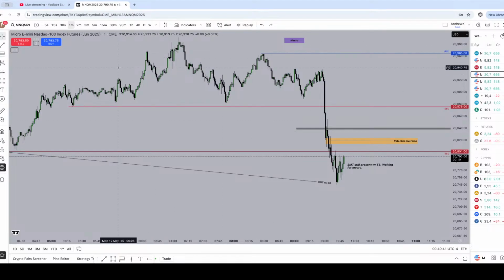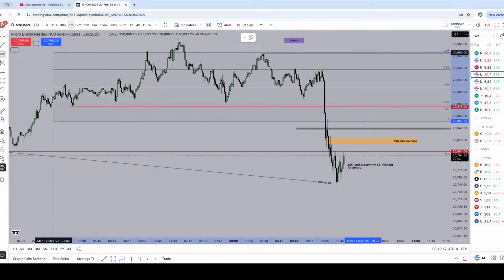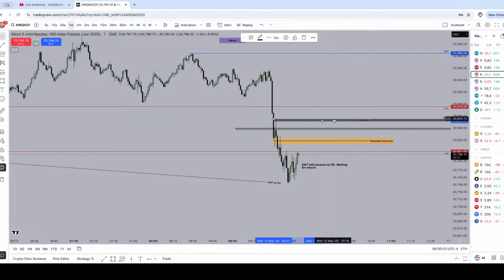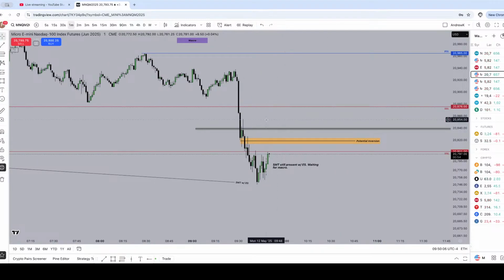So this is going to be, I'm going to study this wick right here. Simply this wick. Let's see. Do we want the wick? Keep an eye on this wick right here. See if we can close back above this sell side, get the inversion, and then come here. That's what I'm watching.